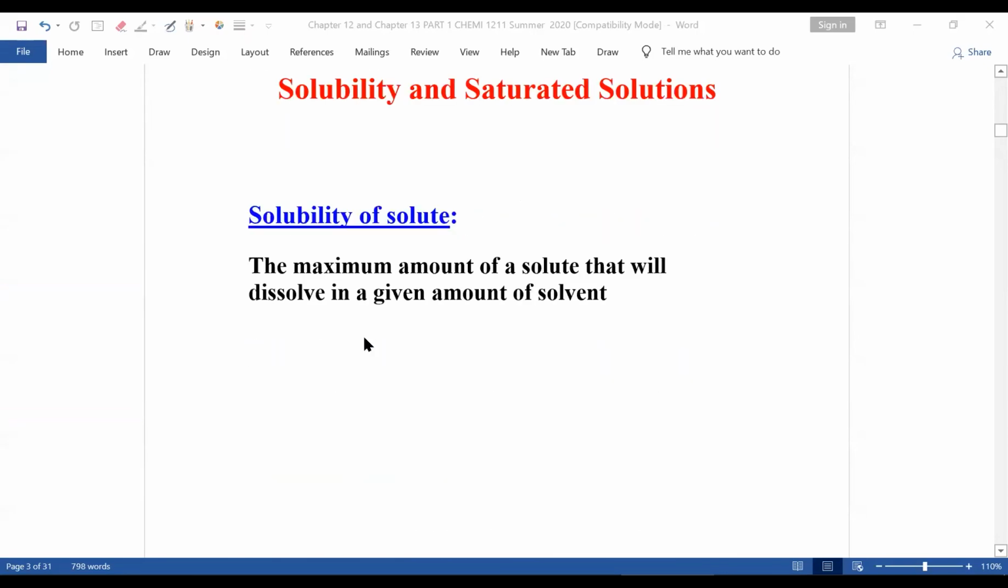Now, when we talk about solutions, an important concept is the solubility of a solute. And the solubility of a solute is the maximum amount of solute that will dissolve in a given amount of solvent. And that tells you how much you can put of one chemical into another.